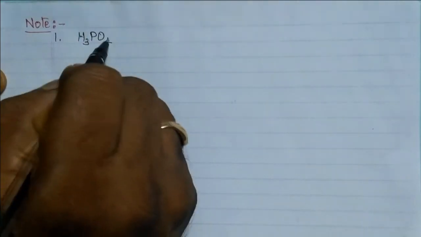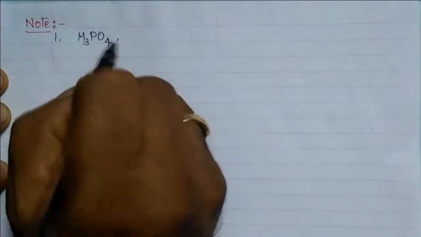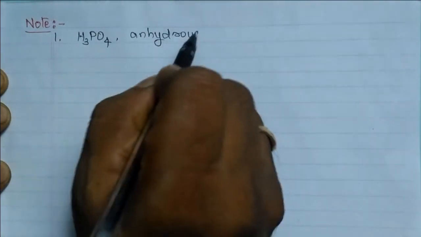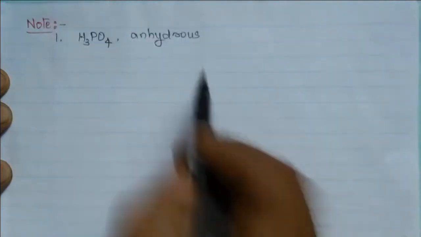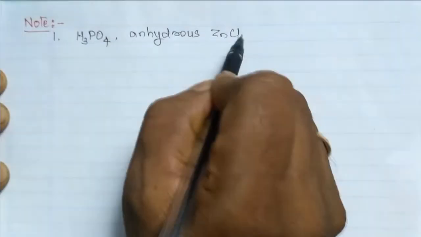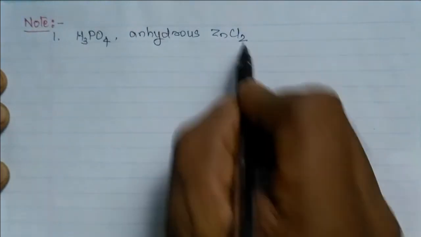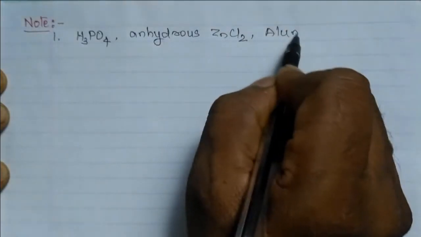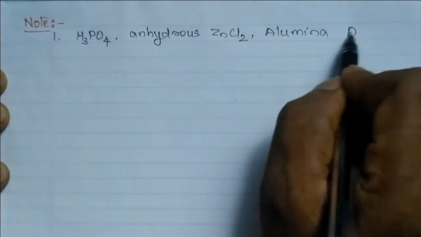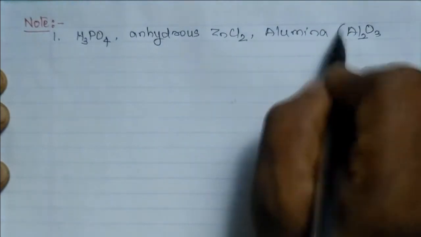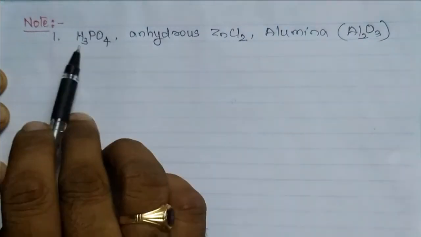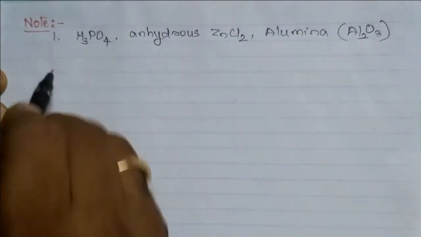During dehydration reactions, we can use some other dehydrating agents, such as phosphoric acid, H3PO4, which acts as a dehydrating agent, or we can use anhydrous zinc chloride, ZnCl2, or you can use alumina also. Alumina formula is Al2O3. We can use these reagents as dehydrating agents.